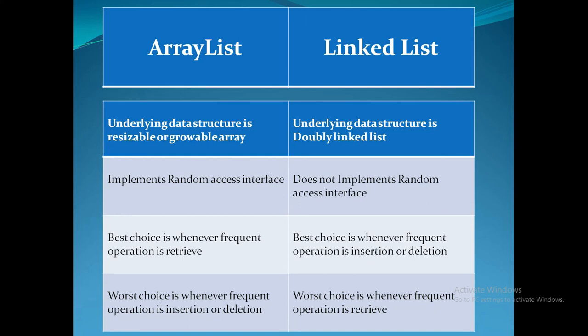What is the worst choice in linked list? Because linked list does not implement the random access, for the retrieval operation it is the worst choice, because we have to traverse through the nodes' next pointers, and we have to find a particular element to get it. So that's why the worst choice is whenever our frequent operation is retrieval in case of linked list.